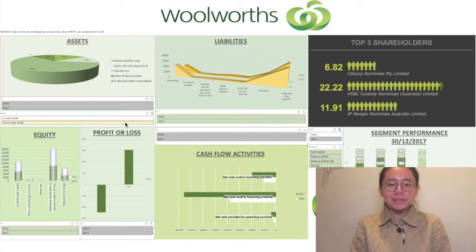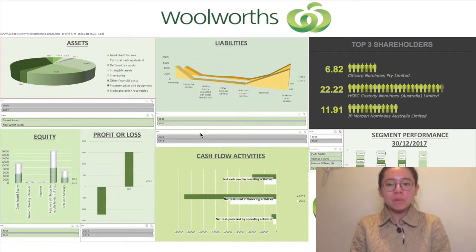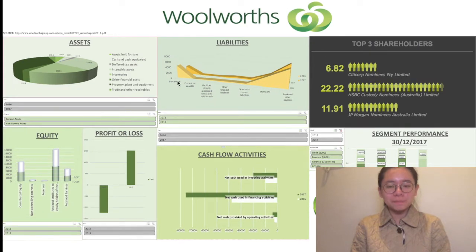In non-current assets, there are deferred tax assets, intangible assets, other financial assets, property, plant and equipment, and trade and other receivables. In both years, it can be seen that property, plant and equipment take the biggest part.